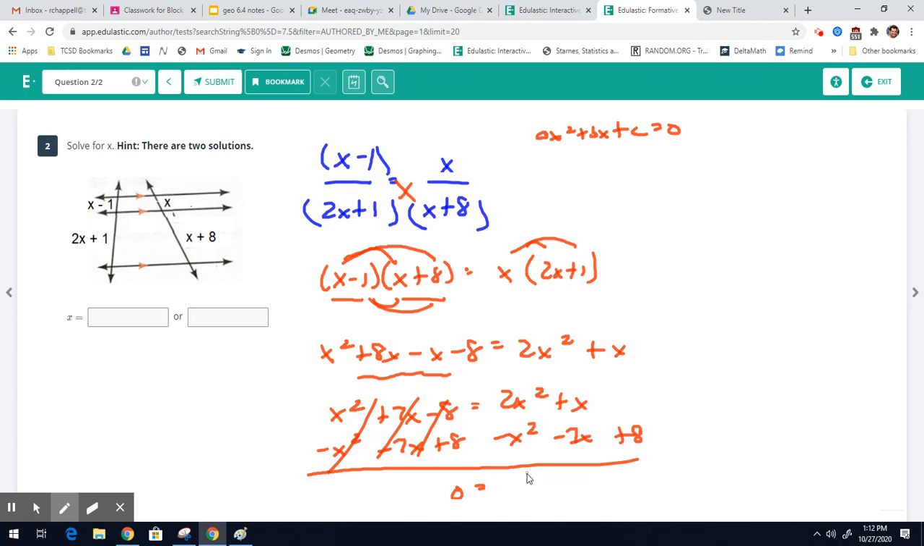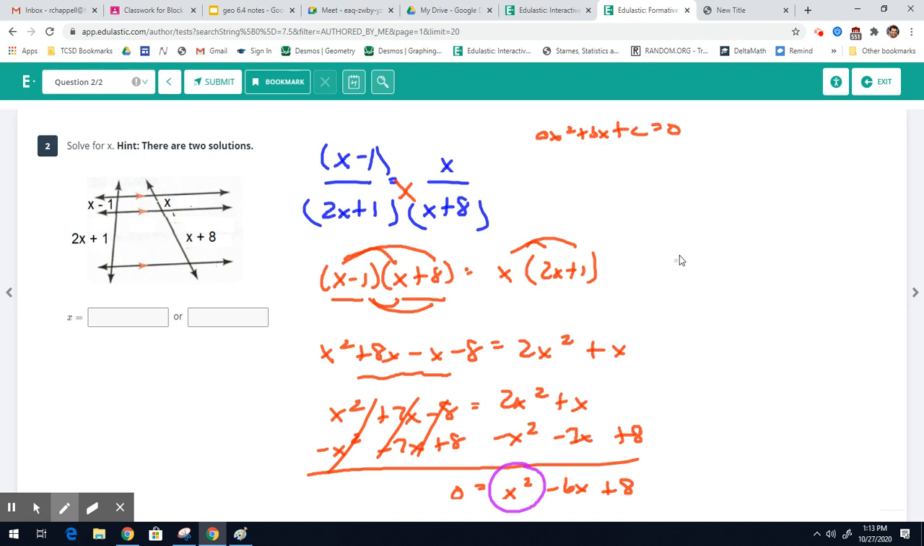I'd prefer to make the right side 0, but it just made more sense because the x squared had a greater coefficient here. 2x squared minus x squared is 1x squared. Plus x minus 7x is minus 6x. And positive 8 is just positive 8. Now you can use the quadratic formula, but notice there is no a term. It's a 1. So here's how I'm going to do this problem.